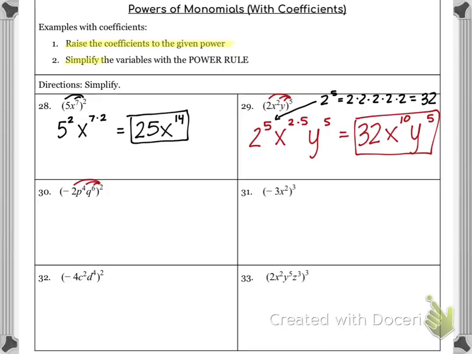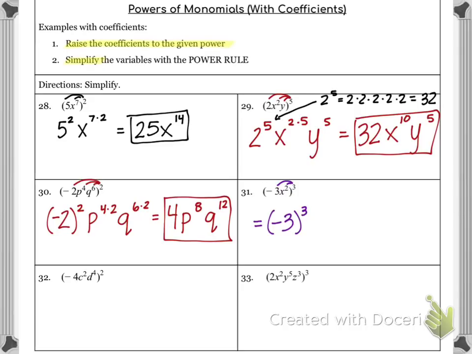You see how I'm going to multiply that 2 inside? So it's negative 2 squared, p to the 4th, so p to the 4 times 2, and q to the 6 times 2. Well, negative 2 squared is negative 2 times negative 2. Negative 2 times negative 2 is a positive 4. p to the 4 times 2 is p to the 8th. q to the 6 times 2 is q to the 12th.